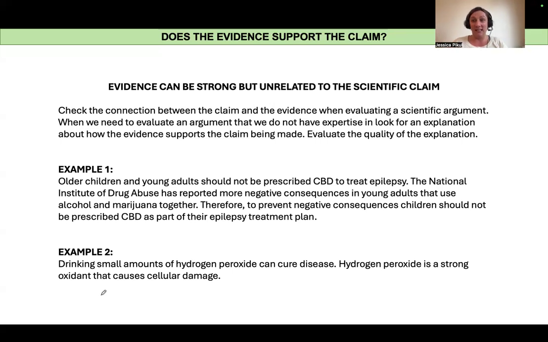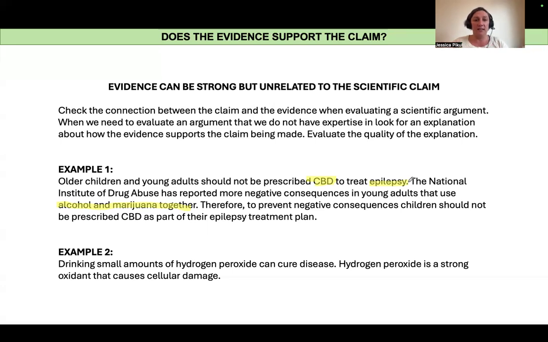Now, that's the claim. The evidence is the National Institute of Drug Abuse has reported more negative consequences in young adults than those in alcohol that use alcohol and marijuana together. And so our evidence is talking about alcohol and marijuana being used together in young adults. But our claim is looking at prescribing CBD only as a treatment for epilepsy. These are two different things.